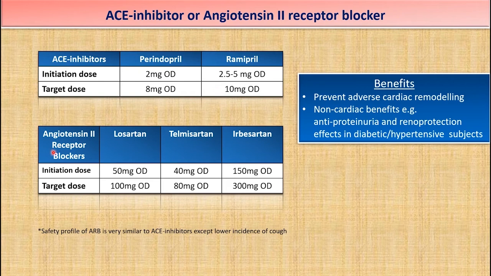So let's look at these angiotensin II receptor blockers. They are represented by losartan, telmisartan, or irbesartan. For losartan, the starting dose is always 50 mg OD. Again, it depends on the patient's blood pressure because it has blood pressure lowering effects. The target dose is always 100 mg OD.